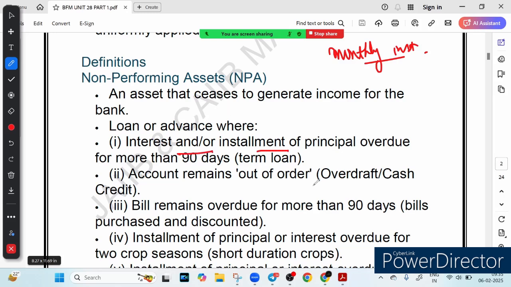If the borrower does not pay interest or the principal for 90 days, for a regular term loan. So suppose it is a regular term loan, if the borrower does not pay for 90 days, for 3 months, it will turn into NPA.